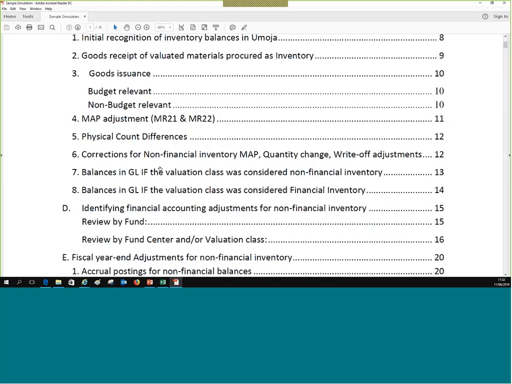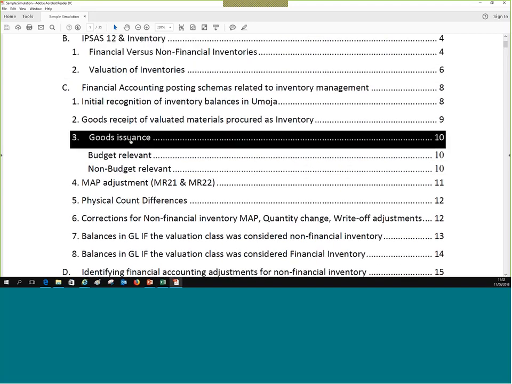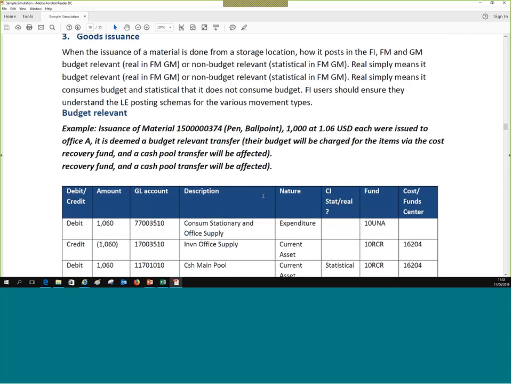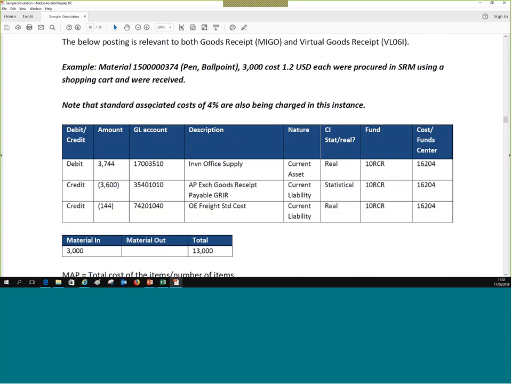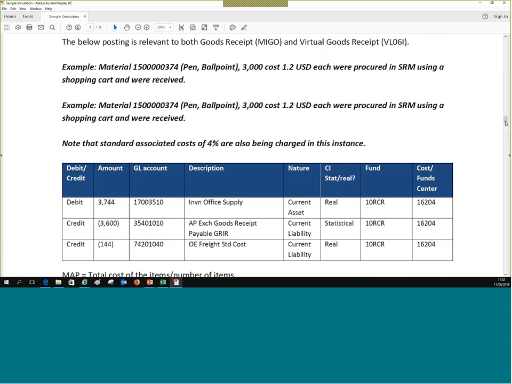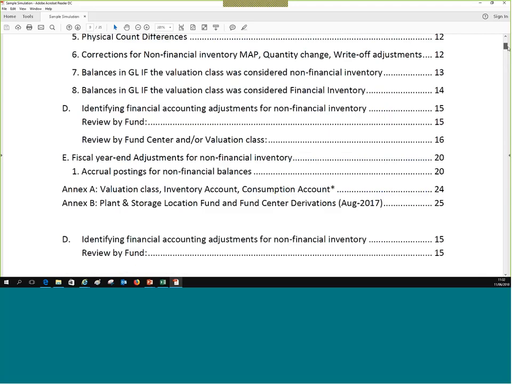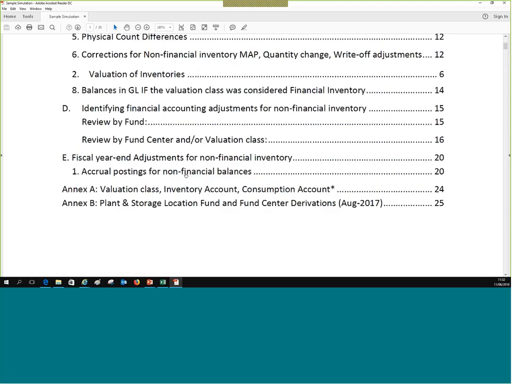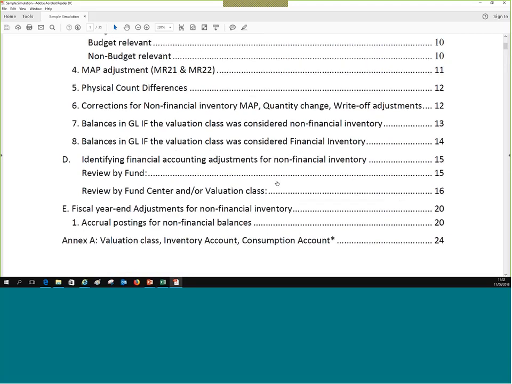One more section that you have here, you have sections about MAP adjustments. You have examples of what is the posting for the goods issue, the posting for the goods receipt. So this is basically what we saw already. We are doing goods receipt, and then we are debiting inventory account, we are creating GRIR, and we are creating the freight standard cost. So if you have any question or something that was not completely understood, go to this job aid that I'm going to send and use it. It is great. Everything you need to learn, it's very well detailed here.